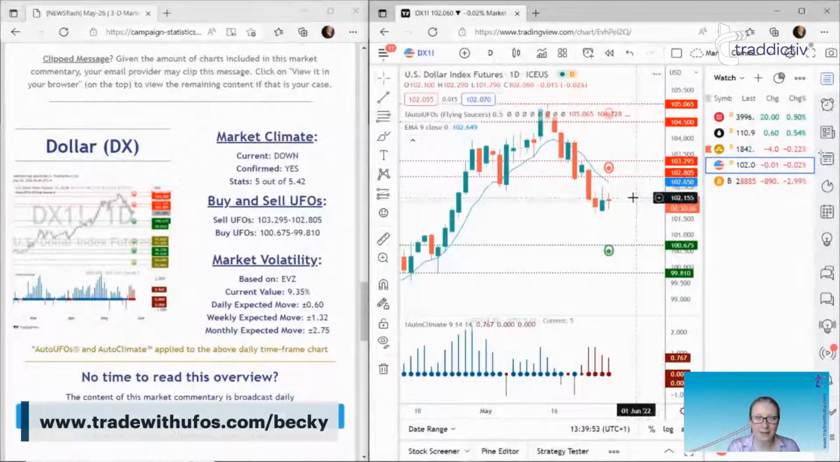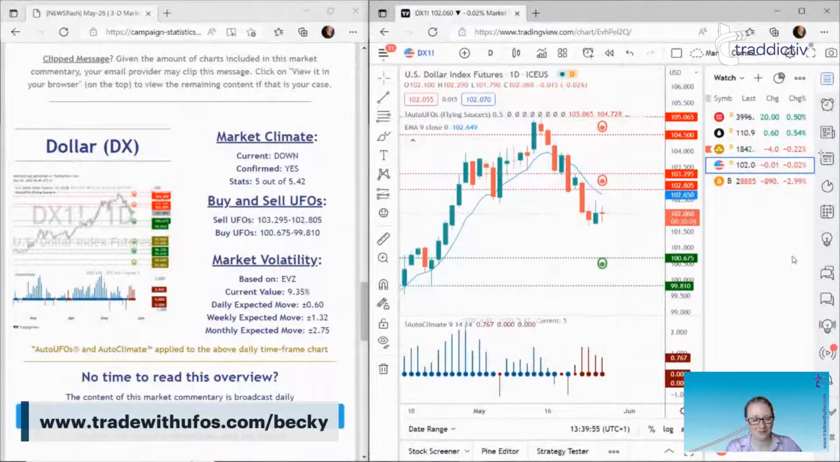With the US dollar, we actually have some confirmed direction for the first time today. We have a thick red dot. A thick red dot is AutoClimate telling us probability is down. So that's what we use it for. We use it to tell us that we should be looking to sell. If we're going to do anything, we should sell.